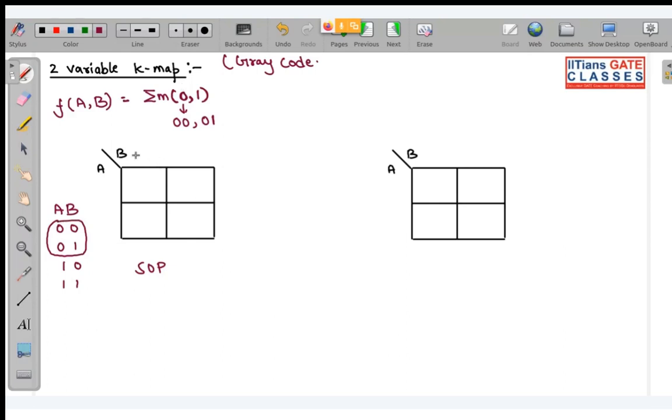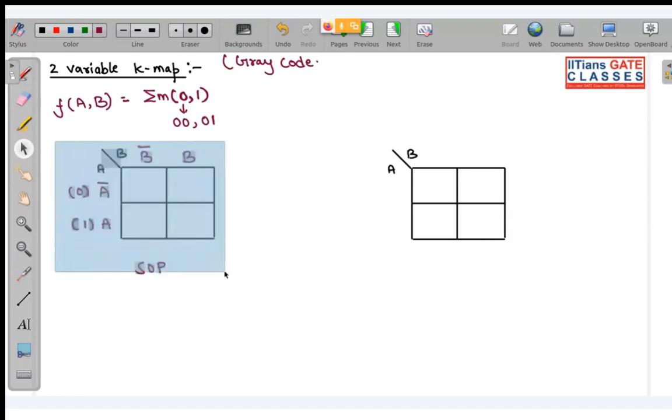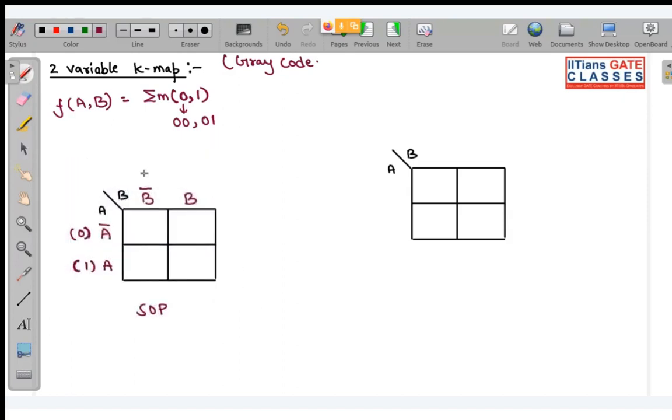So how will I put them over here? This corresponds to B, and this corresponds to A. So I will write all the combinations of AB. This will be B complement, this will be B, this will be A complement, this will be A. So A complement means what? In your SOP form, remember, complement means 0, non-complement means 1. Similarly over here also, this will correspond to 0, this will correspond to 1.